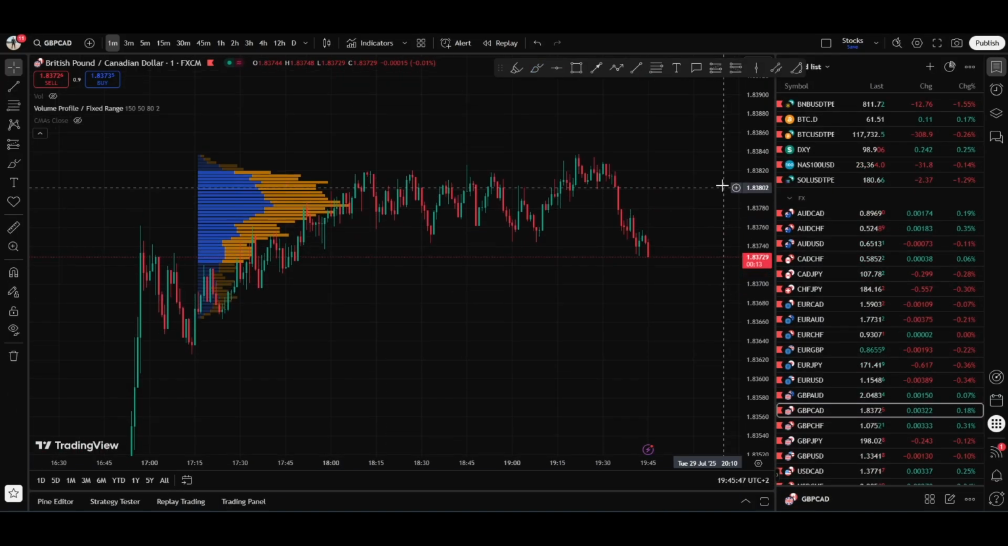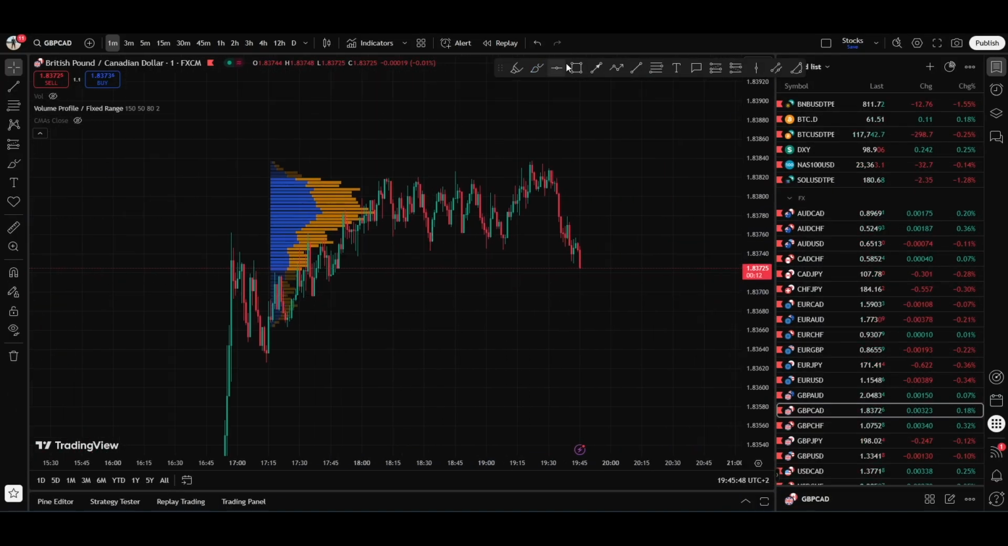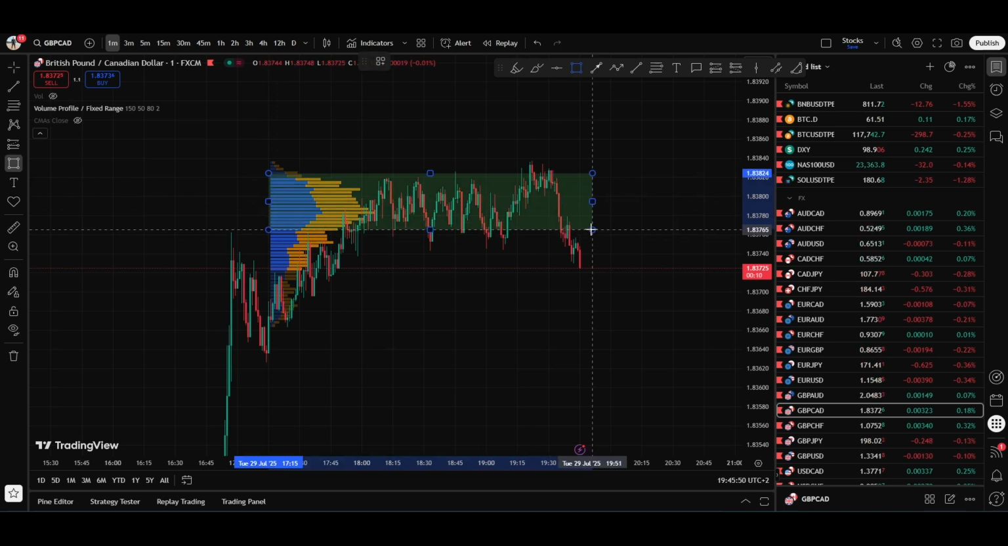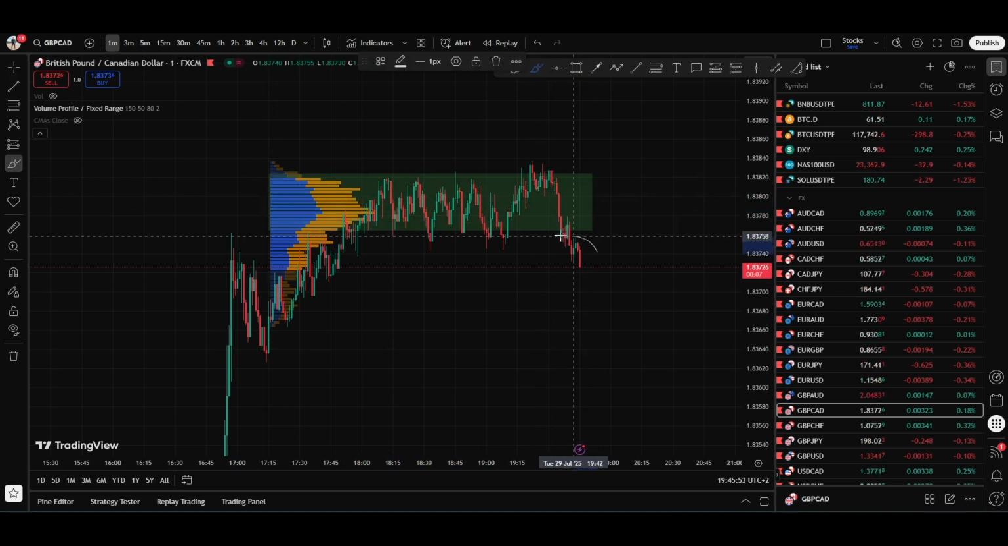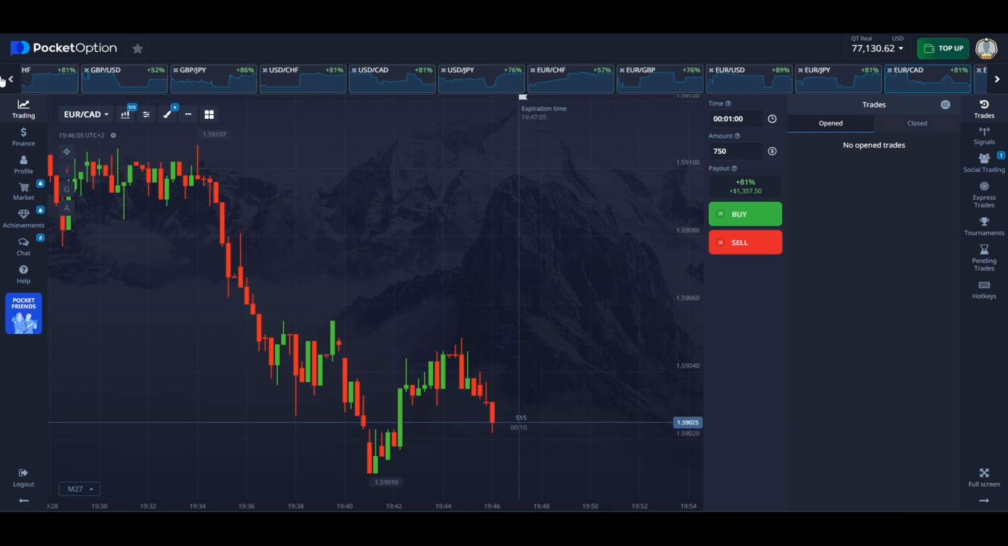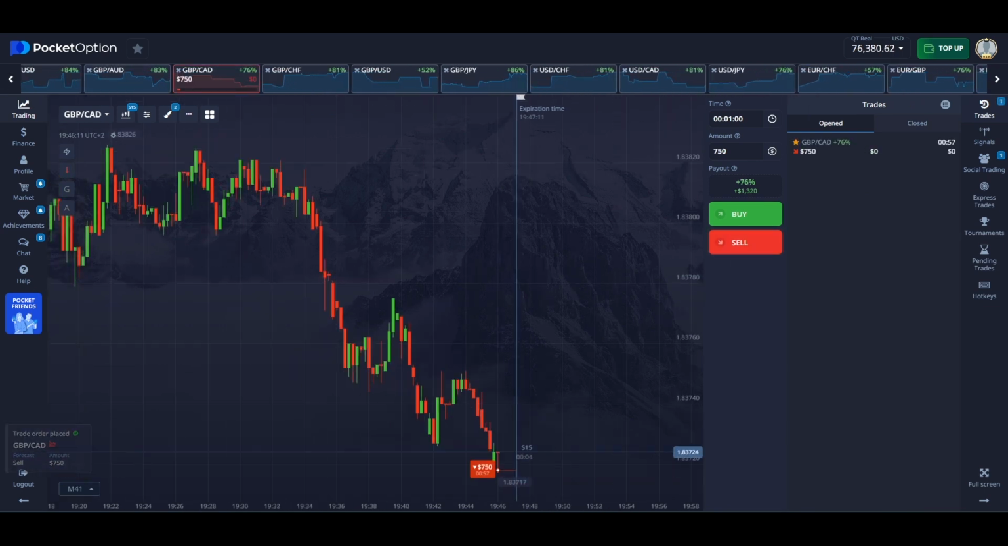Alright, let's move on. Here's another really great situation. If you see, for example, that the price was moving sideways for a while, so it was here, and then suddenly it broke out of this range, then we can open a trade against this volume, not in the direction of the volume, not like the previous trade, but on the contrary, away from this volume. That's why I choose the currency pair British pound / Canadian dollar, and right from here I open a sell trade.